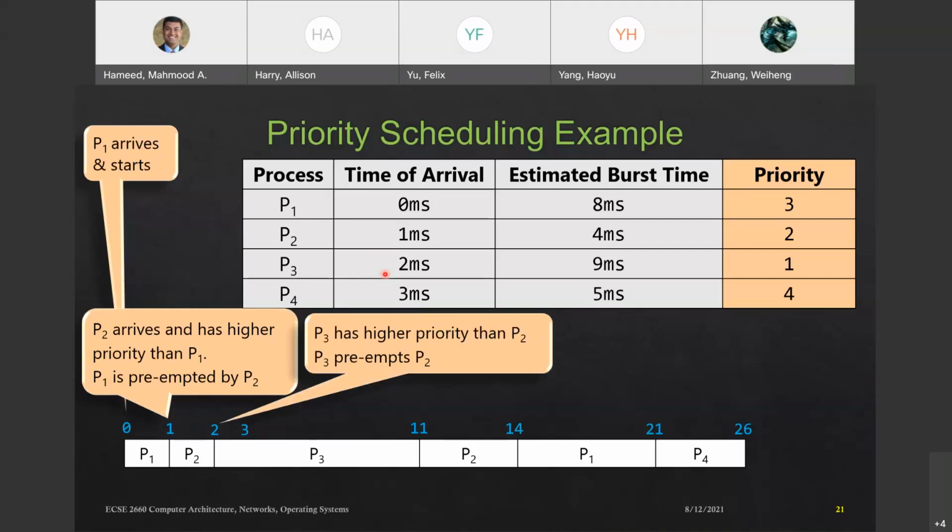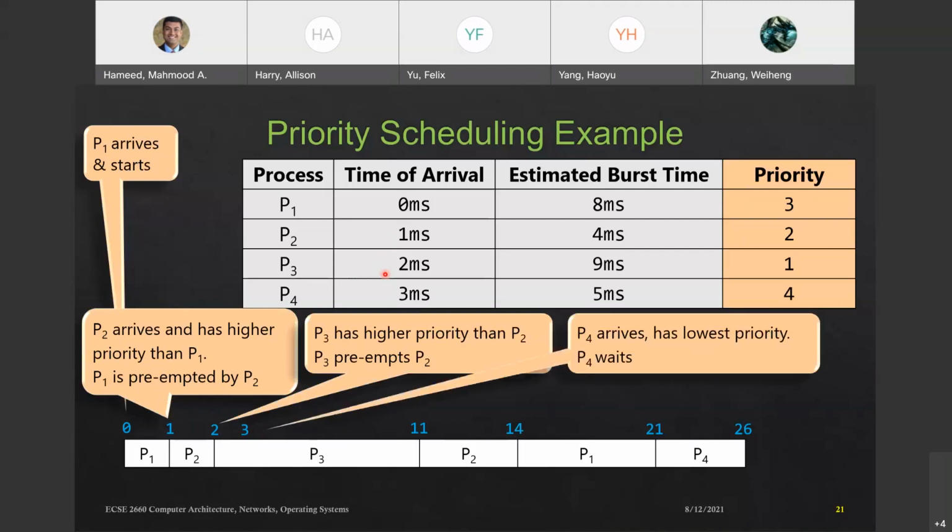at 2 milliseconds. It is going to get the processor resource, and it will work on it for a total of 9 milliseconds, because it's the highest priority process. In the meanwhile, at 3 milliseconds, P4 came in, but it had the lowest priority, so it had to wait. P3 finishes at 11 milliseconds.